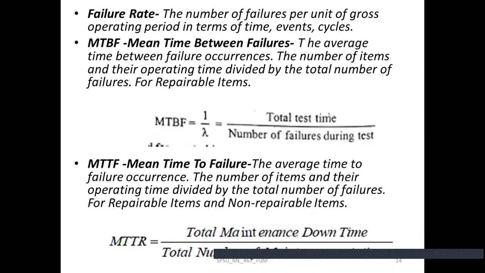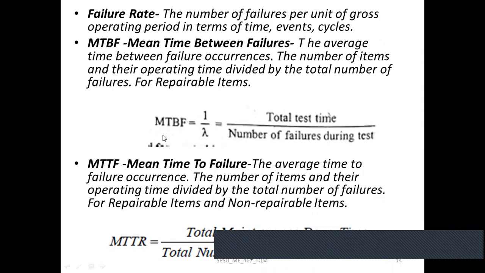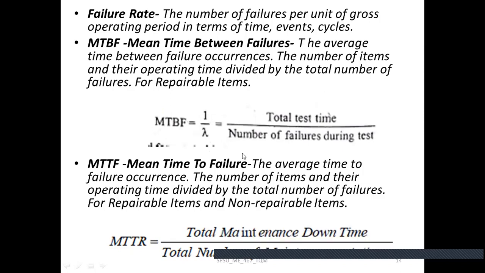Now the next term is the failure rate. The number of failures per unit of the gross operating period in terms of time, event, cycle, etc. MTBF means mean time between failures. So the average time between the failure occurrences, the number of items and their operating time divided by the total number of failures for repairable items. Mathematically we can write the mean time between failure is equal to 1 upon lambda, or total test time upon the number of failures during the test.